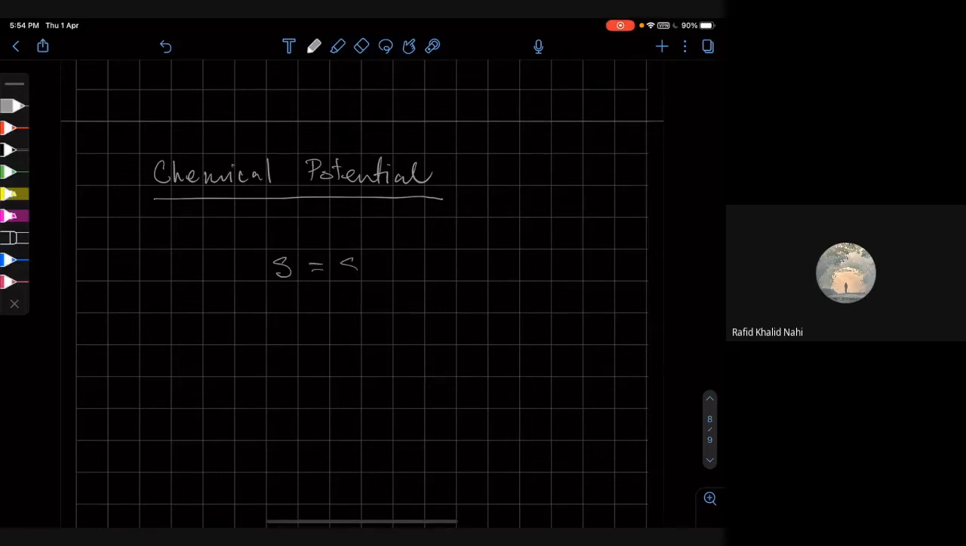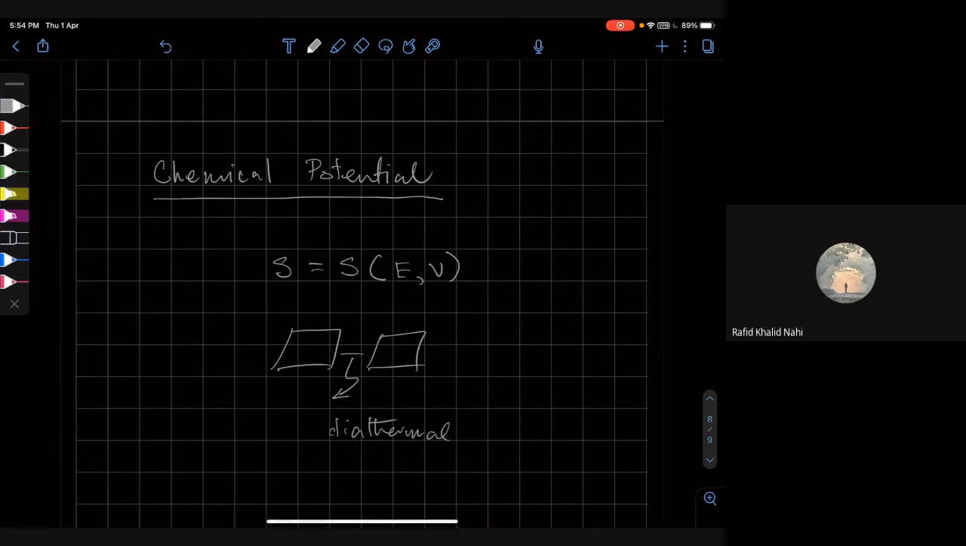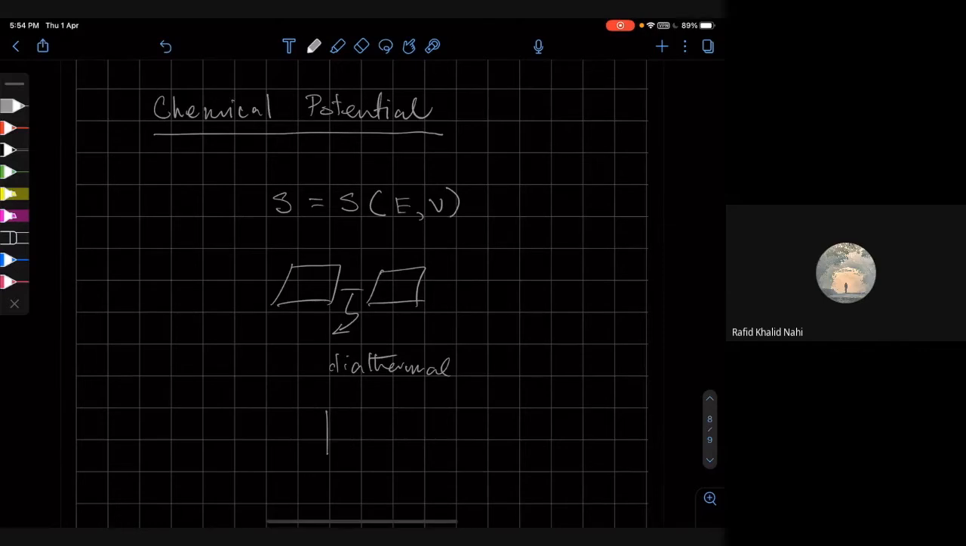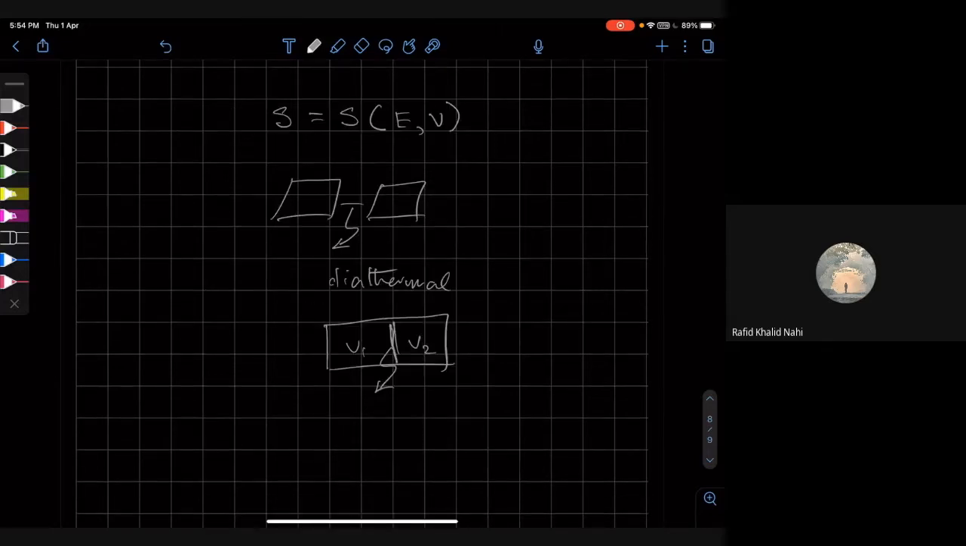the independent variables are really energy and the volume, right? So what we did is that we took one system and connected it to another system, and this was either a diathermal wall, or we connected them in a way where there was a diathermal wall, but this wall was movable, right? So in that case, the volume could change. So this was movable and/or diathermal.